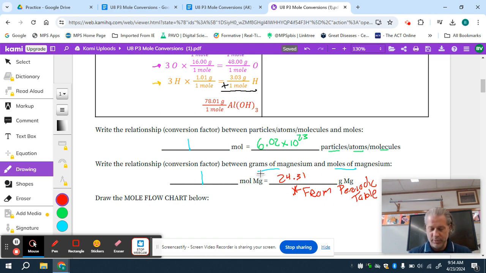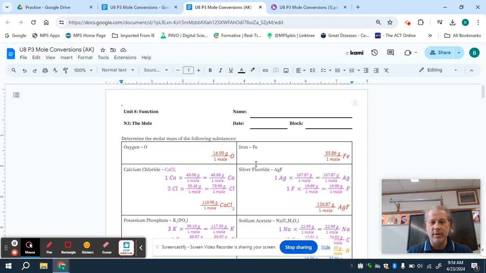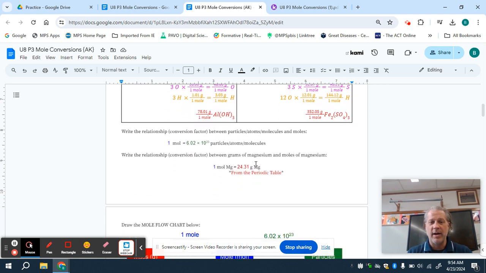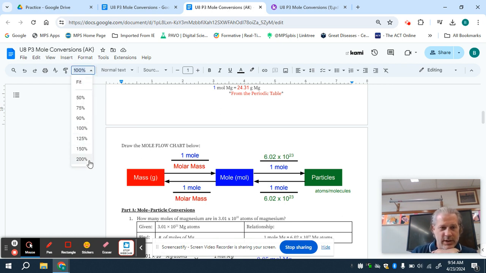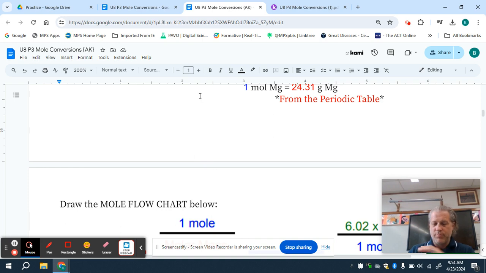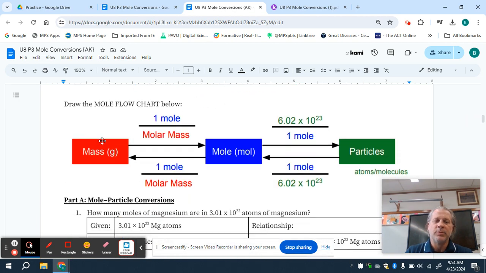The next thing that you're supposed to do is draw the mole flow chart below. And what I want to show you here is my answer key. I'll post this copy of the mole flow chart on Google Classroom as well. What I want you to see is that the mole flow chart right here has mass and moles and particles. And particles can be atoms or molecules.